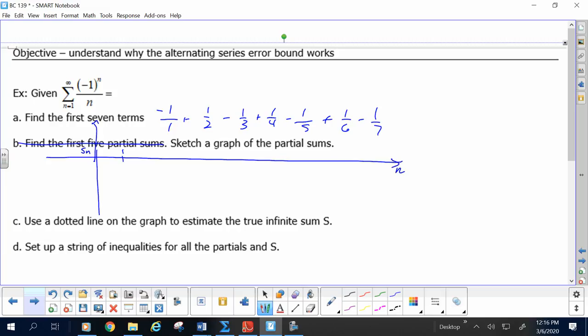When I use 1 term, what's my sum? -1. Now, you can make that the very lowest point because your estimates are only going to get bigger from there, I assure you. When you use 2 terms, what's your partial sum? -1/2. When you use 3 terms, what's -1/2 minus 1/3? -5/6. Now that's going to be below -1/2 but above -1. Do you agree? Okay. What about -5/6? Now tack on a 4th.